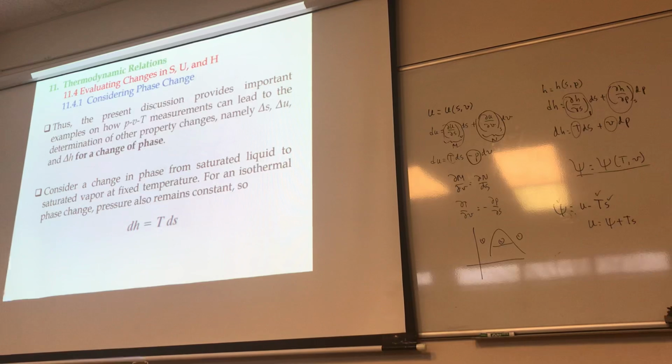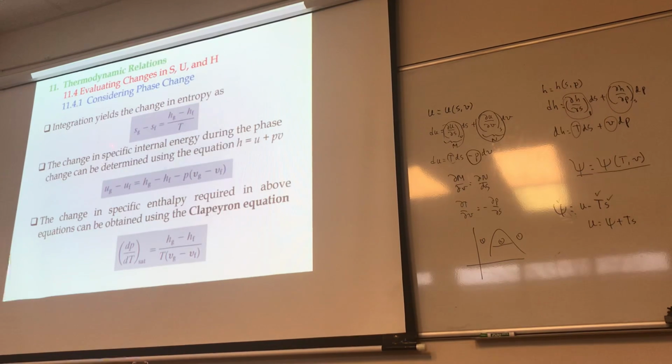So there is a great relationship between the change in enthalpy and the change in entropy when you're talking about the phase change. The differential equation is dH equals TdS, and therefore, to find the change as you go from here to here, all you need to do is integrate. Sg minus Sf is equal to simply Hg minus Hf divided by T, okay? Now, the change in specific internal energy during the phase change can be determined using the equation H equals U plus PV, okay?